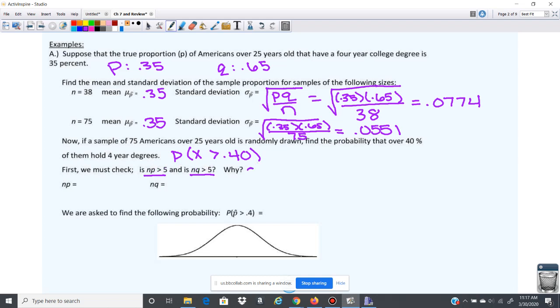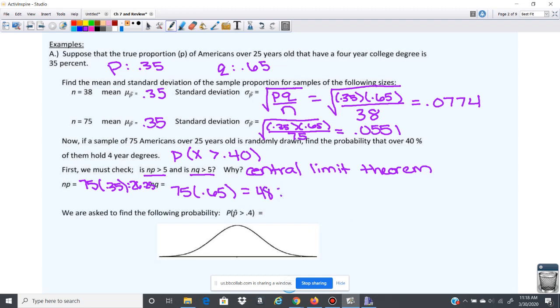Why do we want to do that? The reason is the central limit theorem. Remember, the central limit theorem tells us that we have to have a sample size of at least 30 to have a valid statistical study. So this helps us determine if our sample size is large enough. We go 75 is our sample size times our p, which is 0.35. So 75 times 0.35 is 26.25. And then 75 times 0.65 is 48.75. As long as these are bigger than 5, we are okay. And they are, so we can proceed with the study.